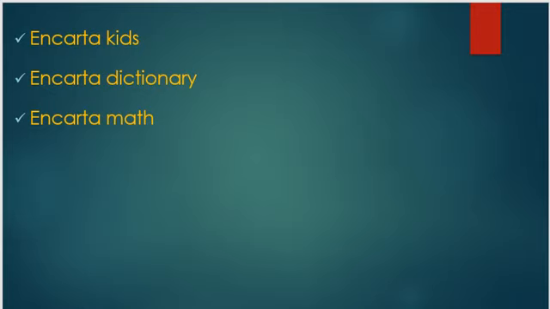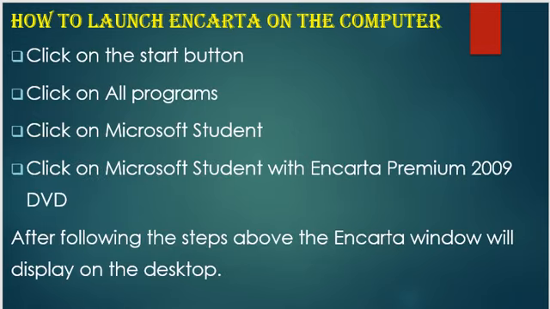To launch this program, the first thing you have to do is to locate the start button. So first of all, you click on the start button, which is at the left corner of the taskbar that is seen on the desktop. When this is clicked, it will display the start menu. Then in the start menu, you will click on all programs.